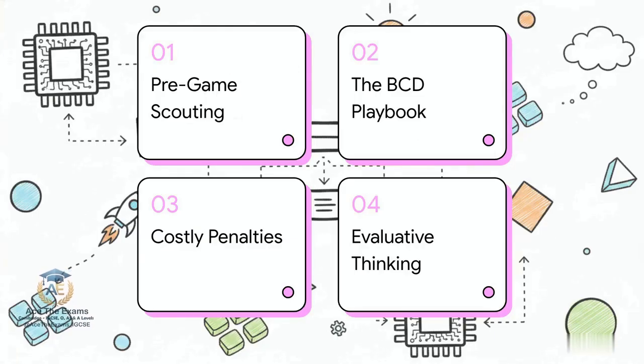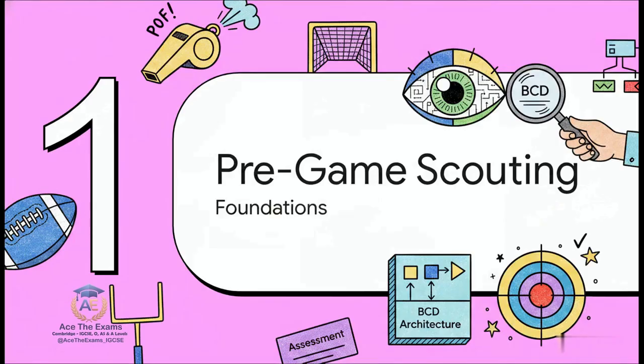Okay, so here is the four-quarter game plan for today's explainer. First, our pregame scouting report. Second, executing the BCD playbook. Third, spotting the costly penalties. And finally, championship evaluative thinking. Quarter 1. Pre-game scouting report. Let's blow the whistle and hit the tape.